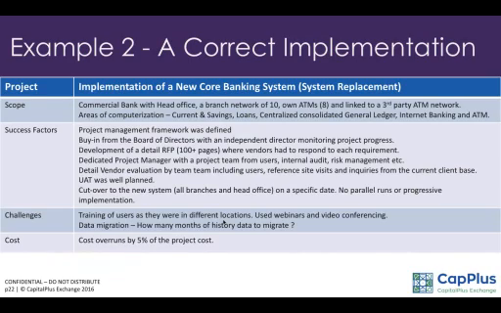Sure. The scope of this project was a commercial bank, small branch network, but they were planning to grow pretty rapidly. They had their own ATMs and also a link to third-party ATM networks because they wanted to cover their customers. Areas of computerization were savings, current accounts, loans, centralized consolidated GL, internet banking, and ATM.